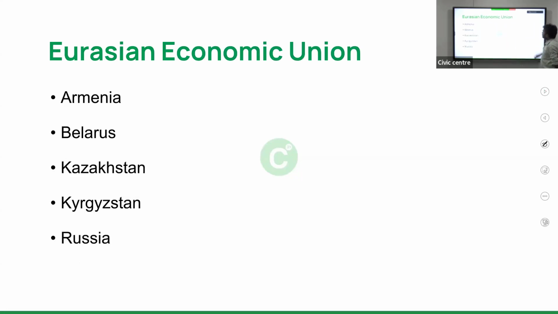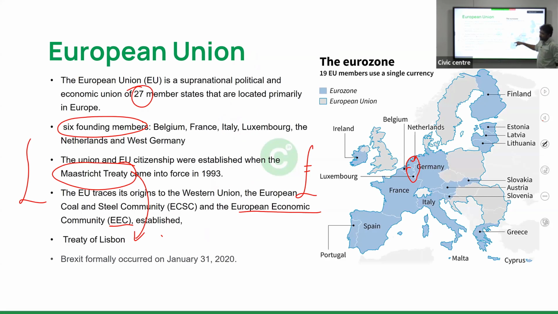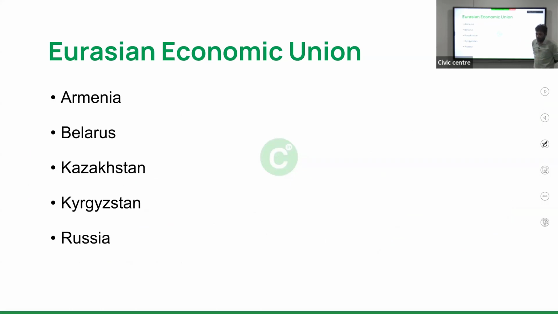Next is the Eurasian Economic Union. Don't confuse this with EEC, which is the European Economic Community, or the Eurasian Economic Community. This one is the Eurasian Economic Union. It consists of five nations: Russia and former members of the USSR, Union of Soviet Socialist Republics, so Kazakhstan, Kyrgyzstan, Belarus, Armenia. It is not a popular organization, but if they want to test you, they can ask, because it is very rarely found in the newspapers.